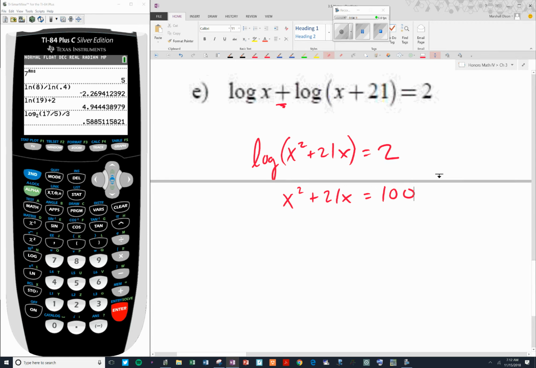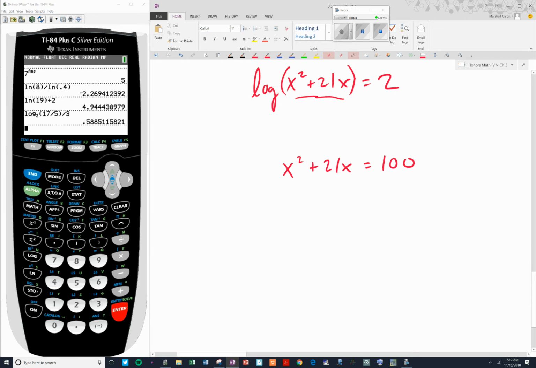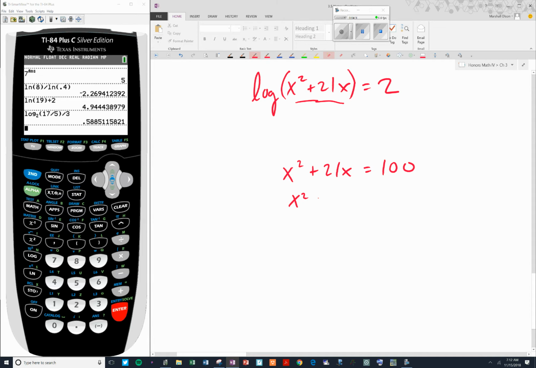Okay, so if we were to show the step in between that, what it would look like is this. 10 is the base, the exponent is 2, and that will always equal the stuff that's in there, x squared plus 21x. But then I just change that 10 squared to 100. All right, so we have x squared plus 21x equals 100. X squared plus 21x minus 100 equals 0. This is factorable. X plus 25, x minus 4. So we have x equals negative 25 and x equals 4.